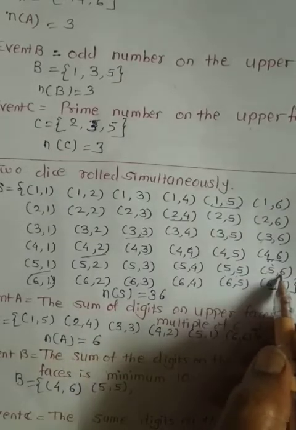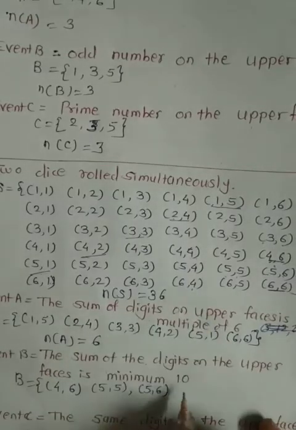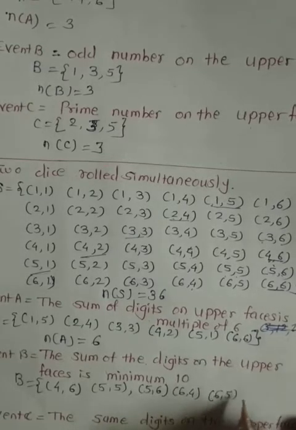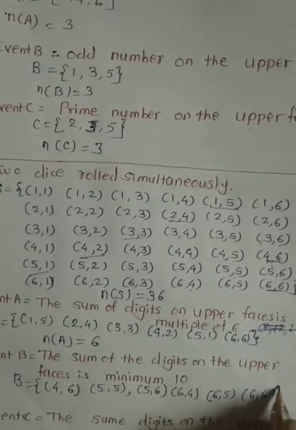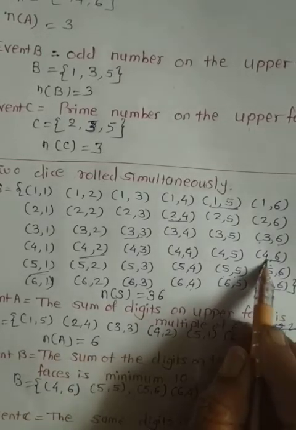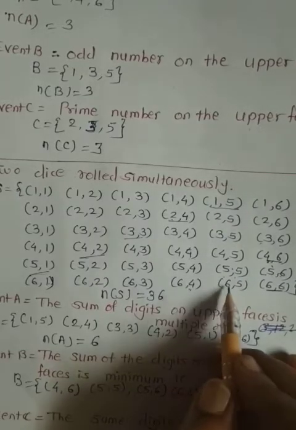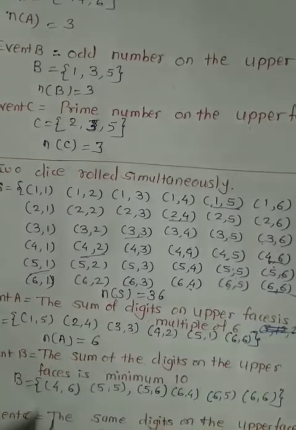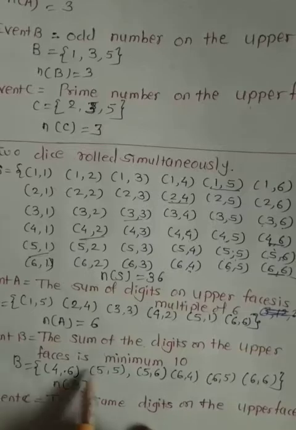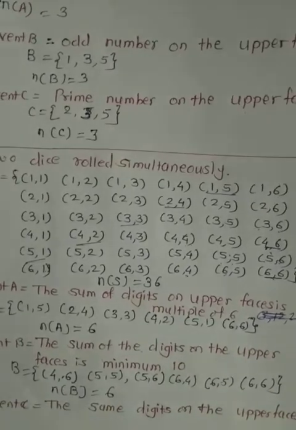Then 5,6, after that 6,4, after that 6,5, and the last one, that is 6,6. See here, these are the only pairs: 4,6; 5,5; 5,6; 6,4; 6,5; and 6,6. And that's why here we write number of B is equal to, again, 1, 2, 3, 4, 5 and 6, meaning here 6 sample points are there.